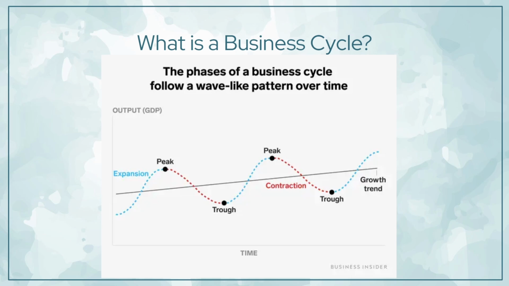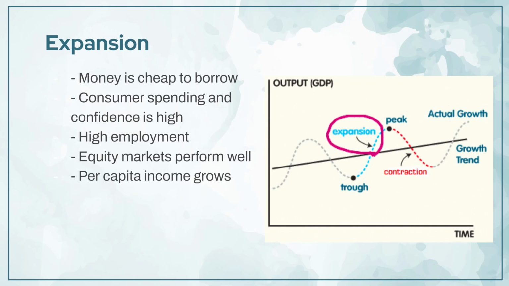Now we can see that there's different phases through the rhythmic pattern of growing and declining. The rising period is called expansion, then we reach the peak, followed by a contraction and a trough. From the trough, we rebound back into growth and the cycle repeats itself. Now let's take a deeper look into each phase.